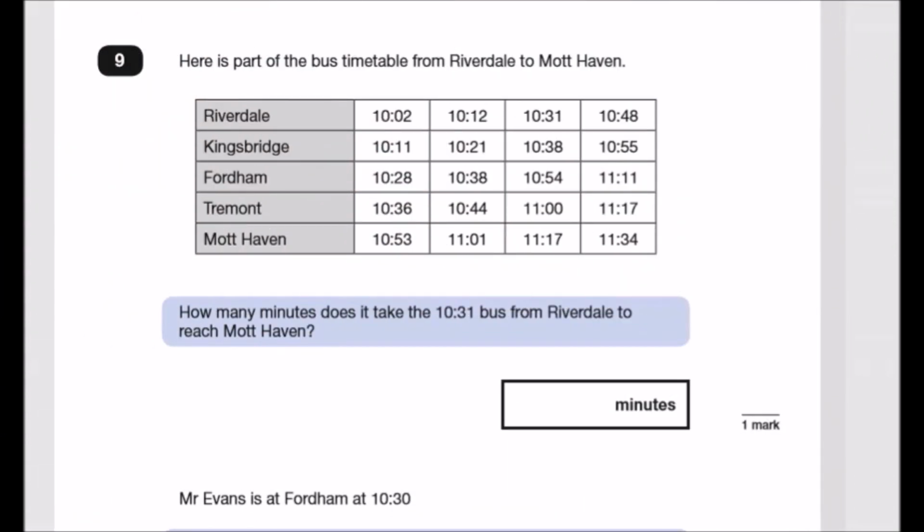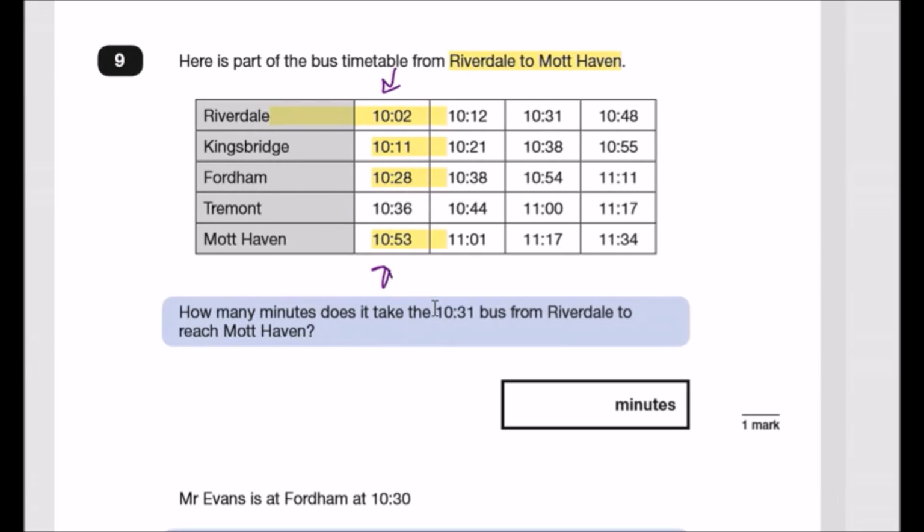Okay, number 9. Oh, so Riverdale. So this is actually a TV series I watch. Yeah, nice stuff. So here is part of the bus timetable from Riverdale to Mott Haven. So let's try and understand what this table is saying. So from Riverdale, for example, if you catch a 10:02 bus, you should arrive at the next stop, Kingsbridge, at 10:11, and then Fordham at 10:28, and so on, all the way to Mott Haven at 10:53. So depending which bus you enter at these times, you arrive over here at the bottom in the corresponding column, yeah? So let's have a look.